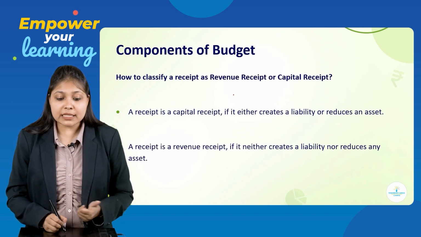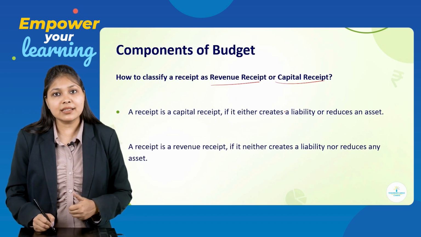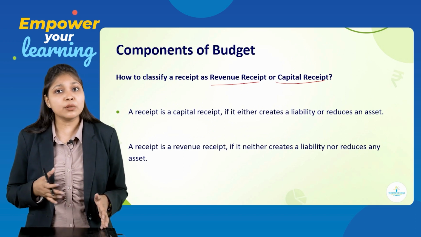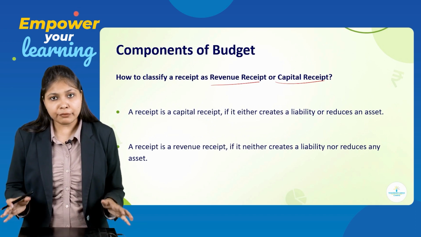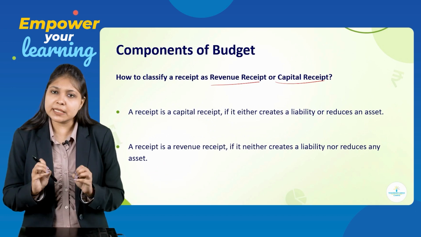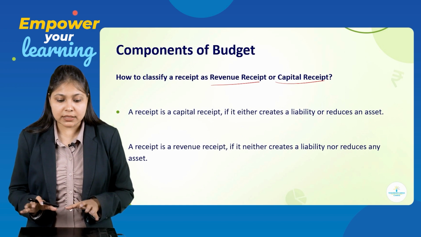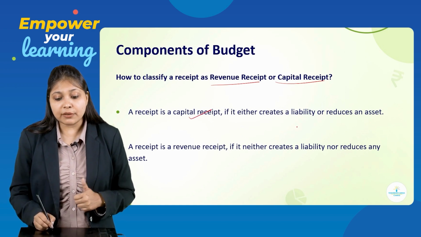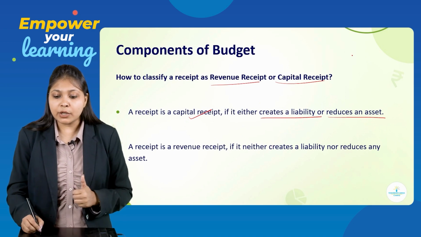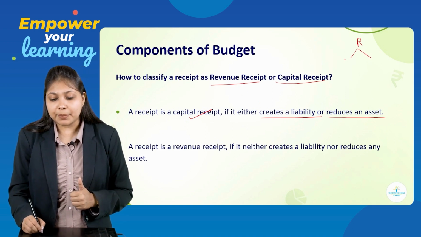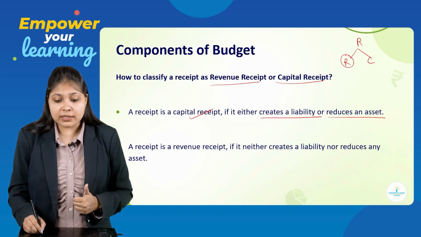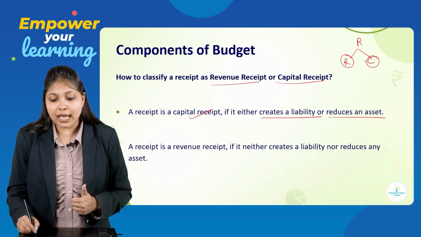Now, how do you classify a receipt as a revenue receipt or a capital receipt? By now, I hope you all have understood very clearly the difference between revenue receipt and capital receipt. If you know the basic difference, that is enough. You can very easily classify. Recently, we studied that when we talk about receipts, they can be of two types, revenue receipt and capital receipt. How are you going to identify which receipt will be called a revenue receipt and which will be called a capital receipt?